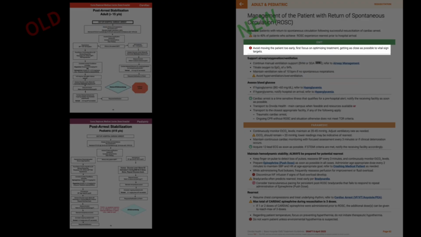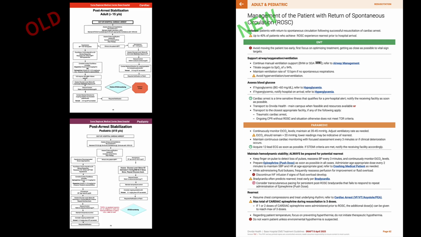Part of that preparation is to avoid moving the patient too early. Just like in our crashing patient guideline, you want to make sure that you have maximized all of your treatments, getting as close as possible to those optimal vital sign targets. Just like we talked about in the cardiac arrest guideline, the primary actions are listed in bold. These include supporting the airway, assessing and managing glucose, maintaining optimal hemodynamic stability while always being prepared for potential rearrest, and then critical actions for rearrest.